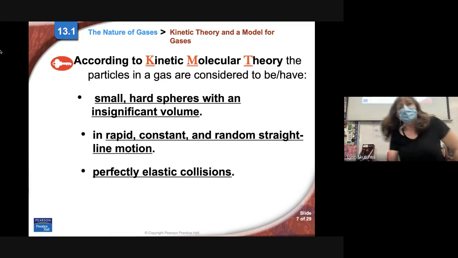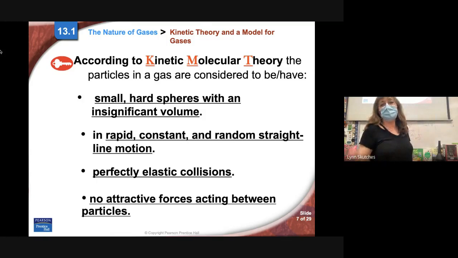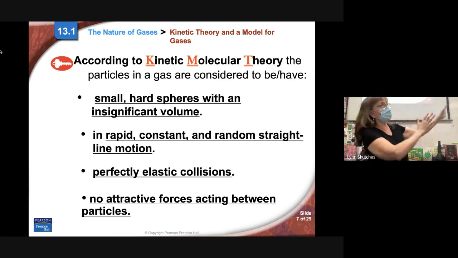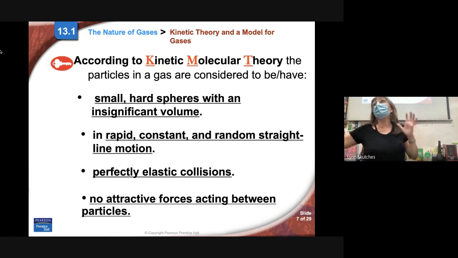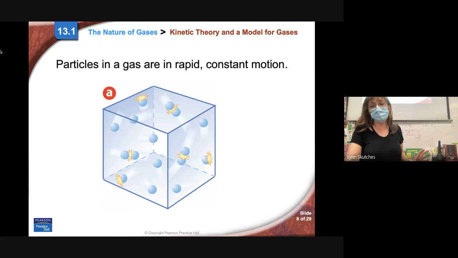And then there's no attractive forces. So as those particles get close to each other, supposedly they don't attract each other at all, because they have so much kinetic energy that they're just flying by. Now, none of those statements is 100% true. It works good enough for everyday encounters with gases to make predictions, and we're okay with it. But in real life, it doesn't actually work just like that.